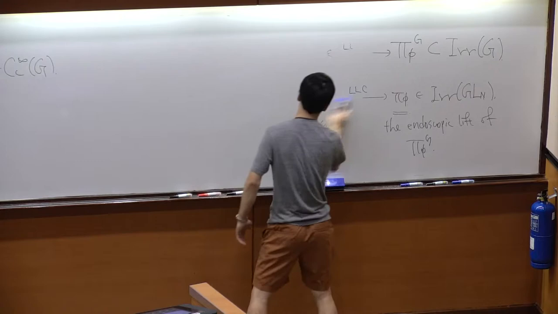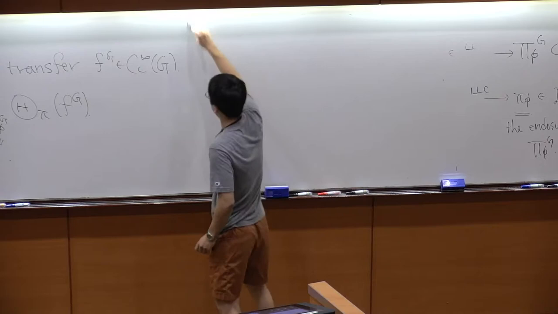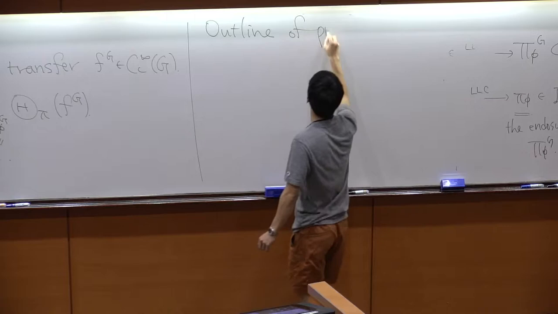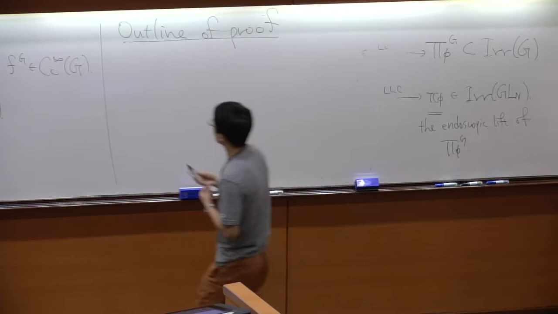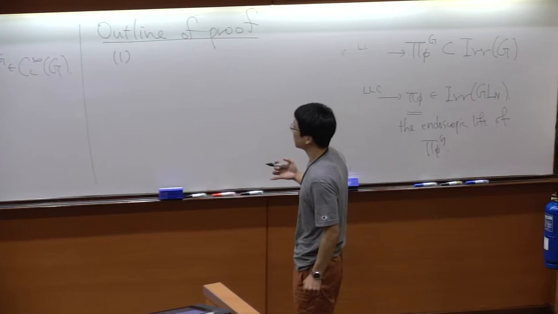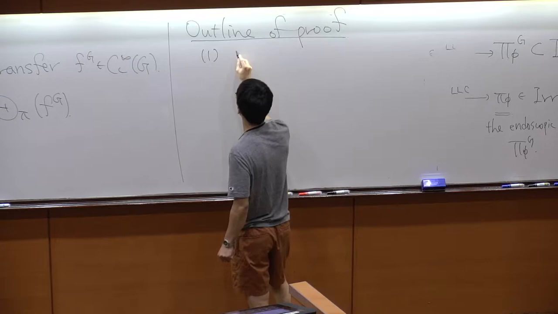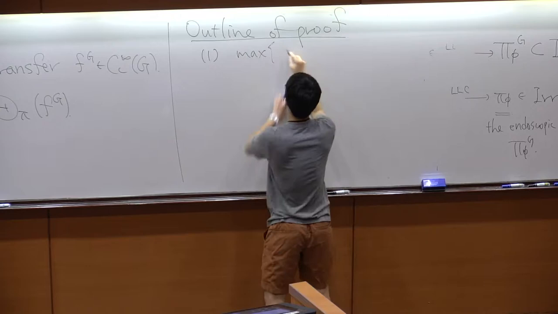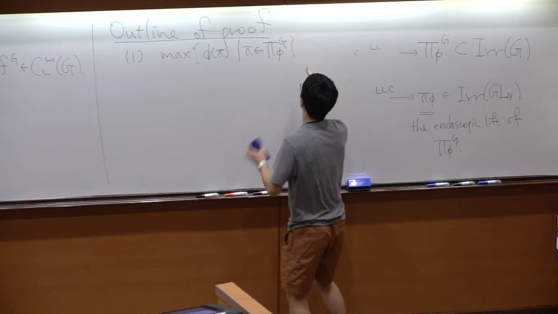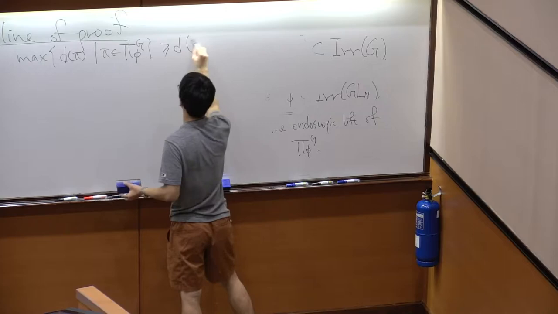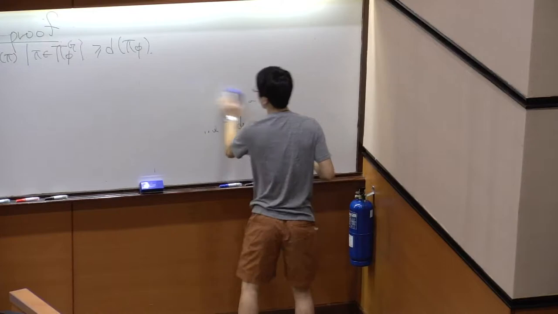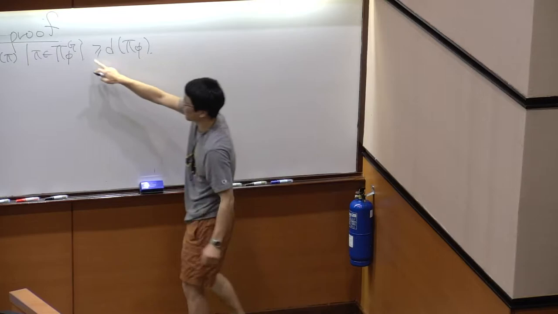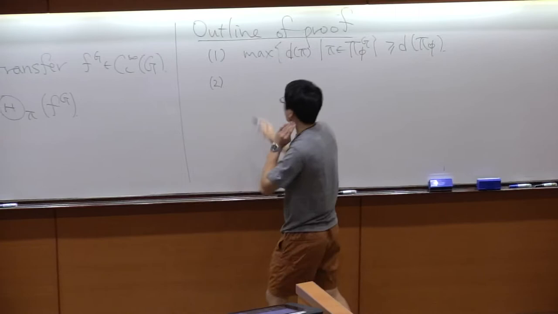Okay, now I want to explain the outline of the proof. The proof consists of two parts. In the first part, we will show the converse inequality of Ganapathy-Bowman's result. So in the first part, we show that the max of depth of representations in our L packet can be bounded below by the depth of its endoscopic lift. And so by combining it with the result of Ganapathy and Bowman, of course we can make this inequality an equality. And in the second part, we consider the case of unitary groups.